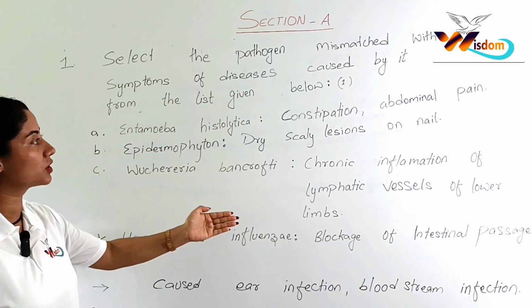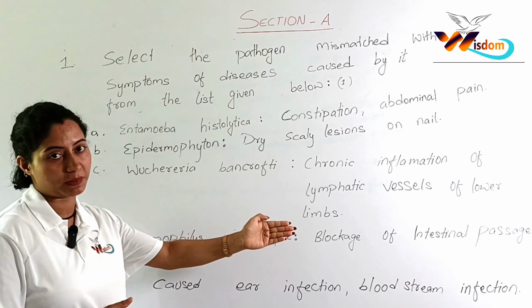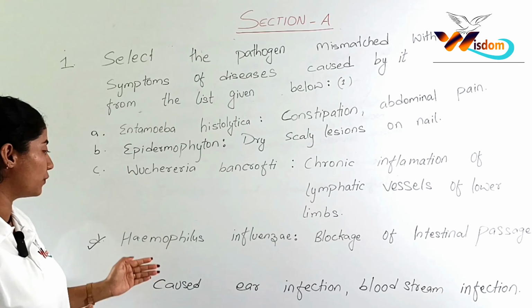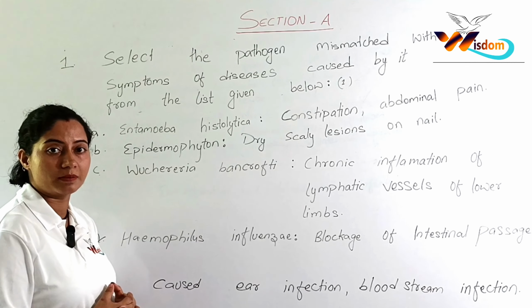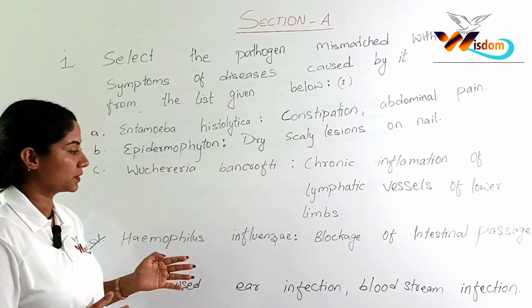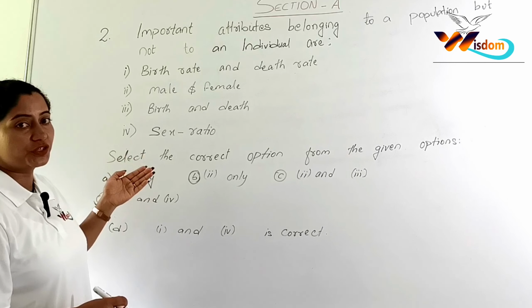Haemophilus influenzae, which causes blockage of intestinal passage, is mismatched here. The correct answer for Haemophilus influenzae is that it causes ear infection and bloodstream infection. This is the correct option here. Here we have the second question.